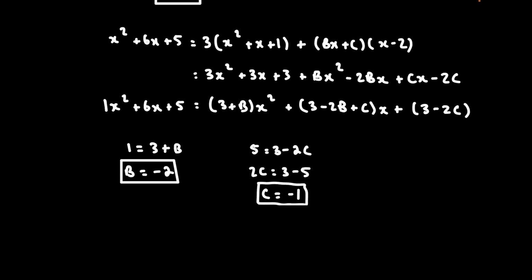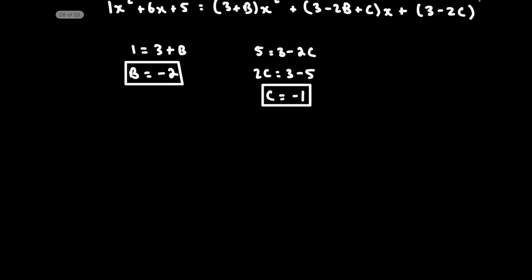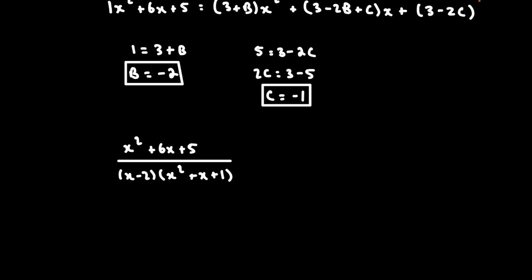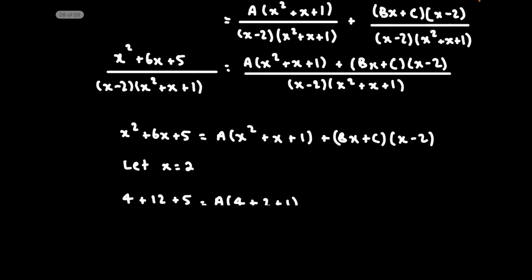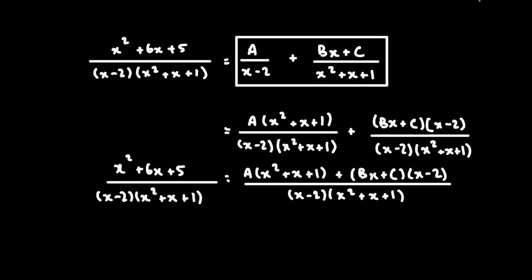And there you have it. Those are my values for a, for b, and for c. So rewriting the whole thing, my original fraction in this case was x squared plus 6x plus 5 divided by x take 2, x squared plus x plus 1. I can say all of that is now equal to this fraction at the very top, and I've just worked out the values for a, b, and c.